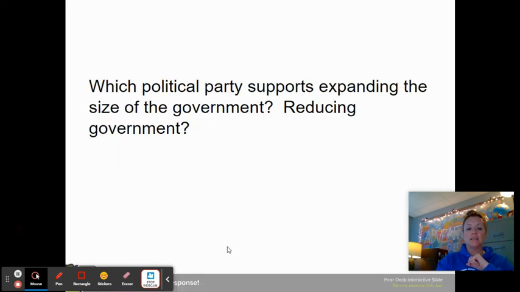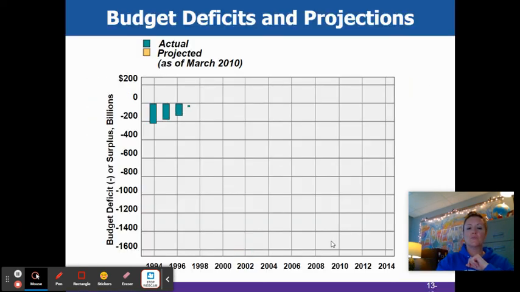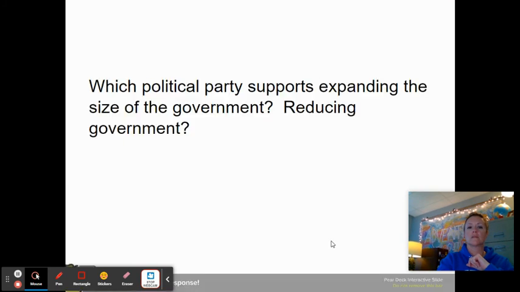So with those things in mind, sorry, I skipped a slide there. With those things in mind, which political party do you think supports expanding the size of the government? They think the government has the best answer and is in the most influential position to fix economic problems. And which political party do you think wants to reduce the size of the government, meaning they feel like individuals have the best answers to the problems as opposed to the government?